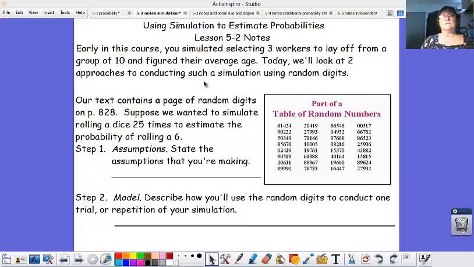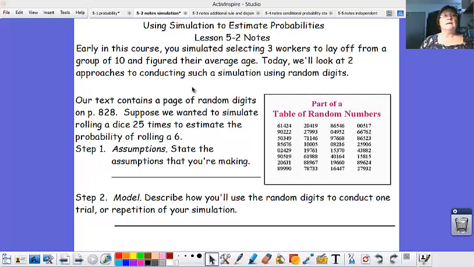So we did this earlier in the class. You may remember in the first week even, we simulated selecting 3 workers to lay off from a group of 10, and we were thinking about their average ages at that time. Today we're going to look at two different approaches to conducting a simulation like that, but both of them use random digits. As we are going through our simulation today, we're going to be outlining a 4-step model for conducting a simulation.